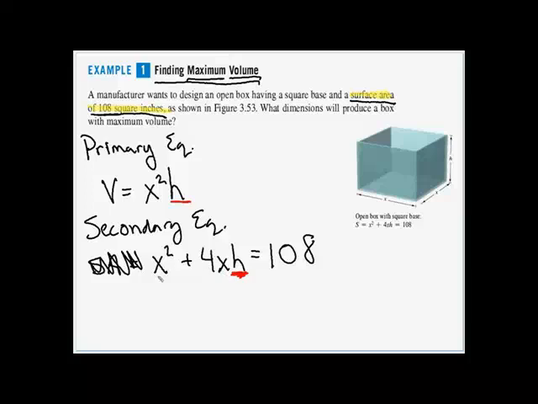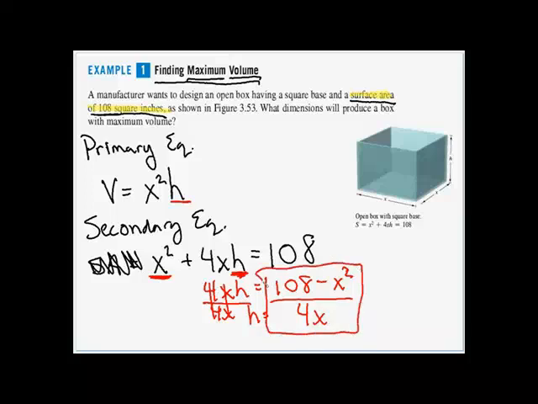First thing we're going to do is subtract out an x squared. So we'll have 4x times h equals 108 minus x squared. And then we're going to divide by 4x, so we divide each side by 4x. So we're going to have h equals (108 minus x squared) over 4x. This is h.